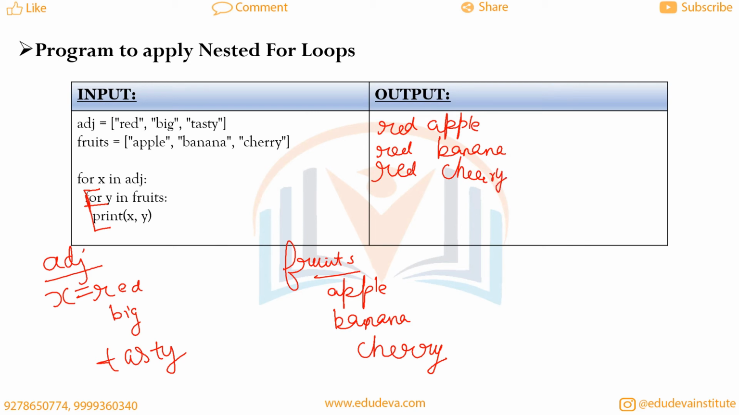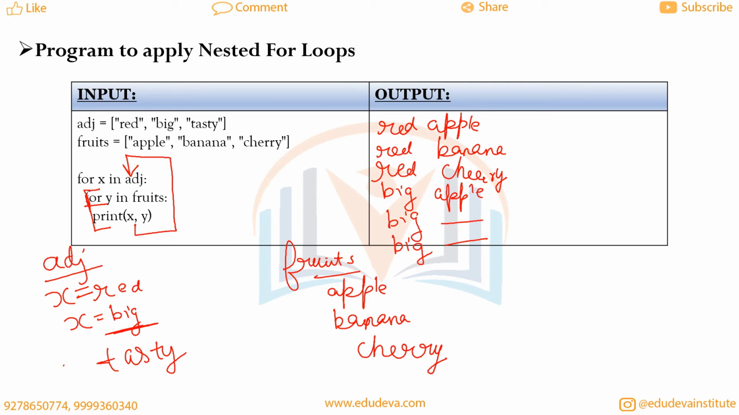Now the value of X will be changed to big. So the new value of X will be big. So we will print big apple, big banana and big cherry in the output. Now we will come out of the second for loop and enter the first for loop again.